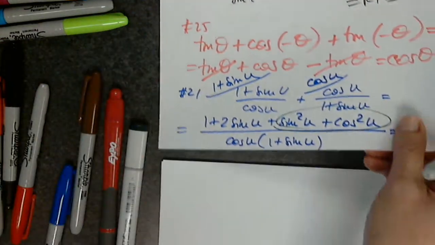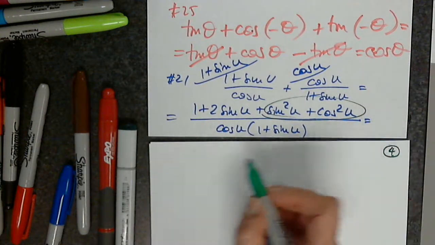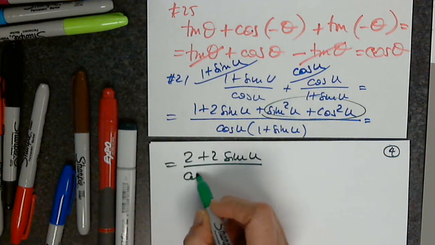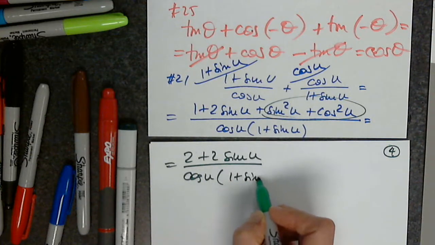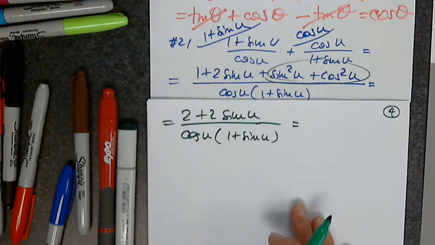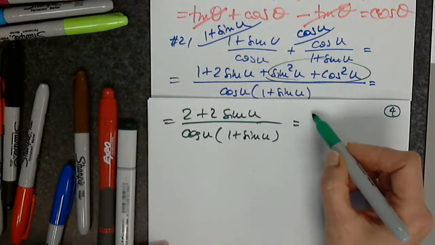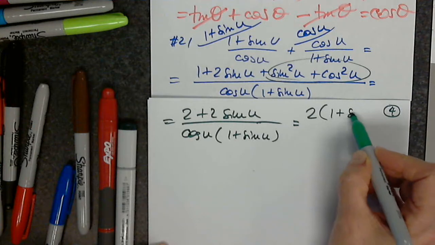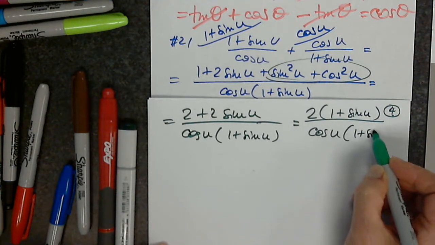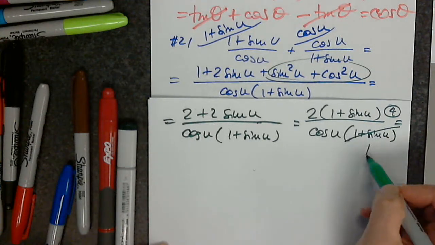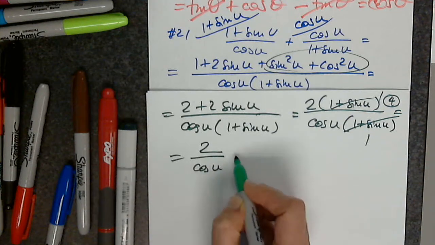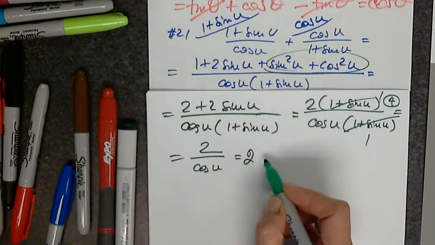I will add the 1 in front. I think we did this problem together. So it's 2 plus 2 sine u over cosine u times 1 plus sine u. And of course I will do what next? Factor out 2. And I have 1 plus sine u over cosine u and 1 plus sine u. Simplify, put 1, and this is 2 over cosine u, which means 2 multiplied by secant u.